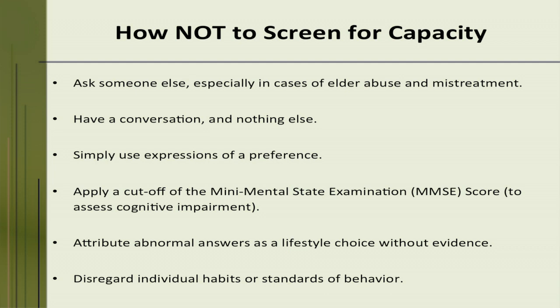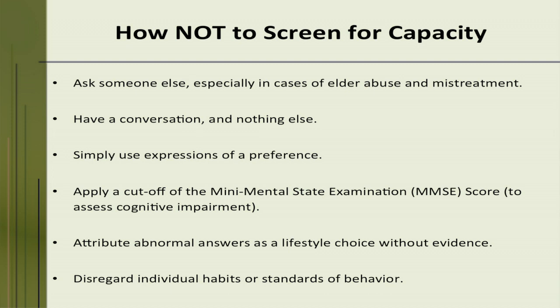And when you have a conversation with someone, it gets very deceptive, because they can often talk about the things they need to do and what they want to do, but then they can't take those small tasks and put them into the sequence and order to achieve that goal-oriented behavior, which is the definition of lack of executive capacity. So it's also important not to simply use expressions of a preference as the criteria for having capacity. And then we shouldn't apply a cutoff of the Mini-Mental State Exam score to assess cognitive impairment, because a lot of individuals with really high educations may be able to score well on this test, but this test doesn't necessarily assess for executive capacity or executive function.